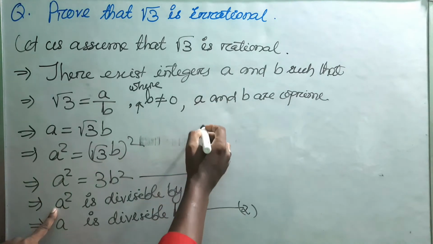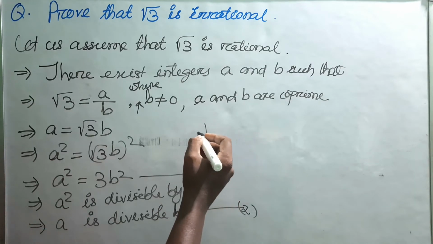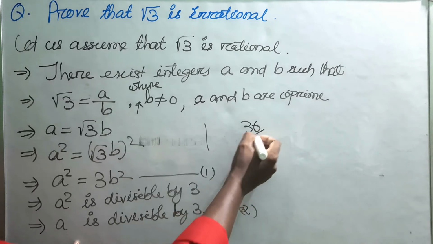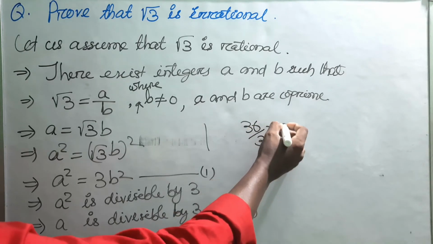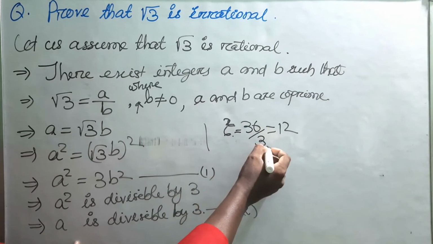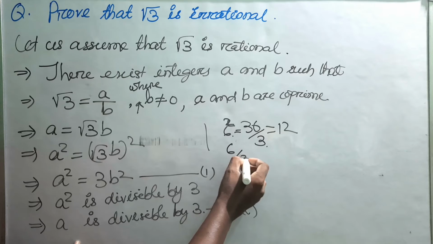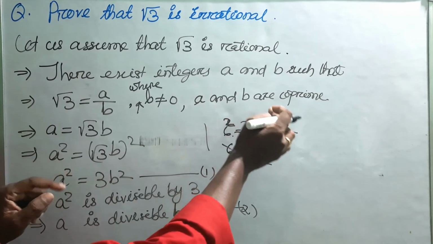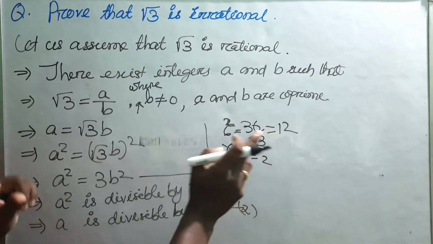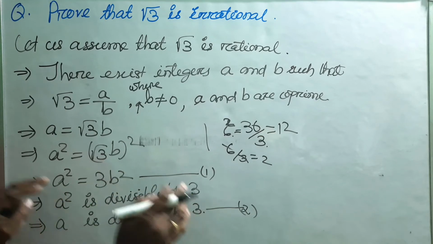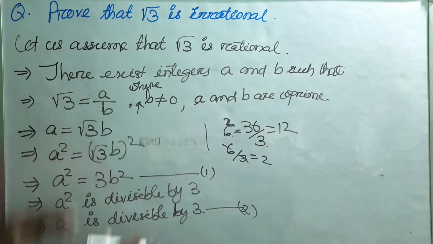Now let us take one example I am taking here. You know 36. Now 36 is divisible by 3 because if we divide it, we will get 12. Now 36 is nothing but 6 square. Now 6 square is divisible by 3, so 6 is also divisible by 3, we will get 2. So that means when 6 square is divisible by 3, 6 is also divisible by 3. So that is why I have written here a square is divisible by 3 means a is divisible by 3. Now let me erase this one, then we will write the next step.